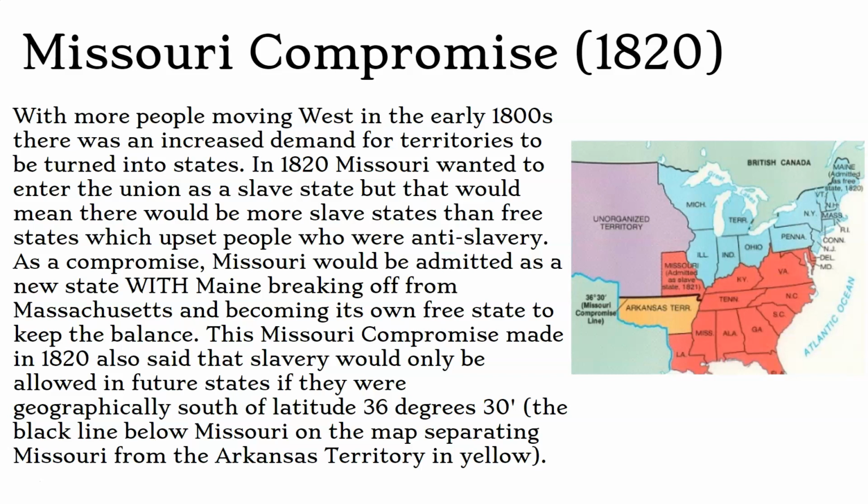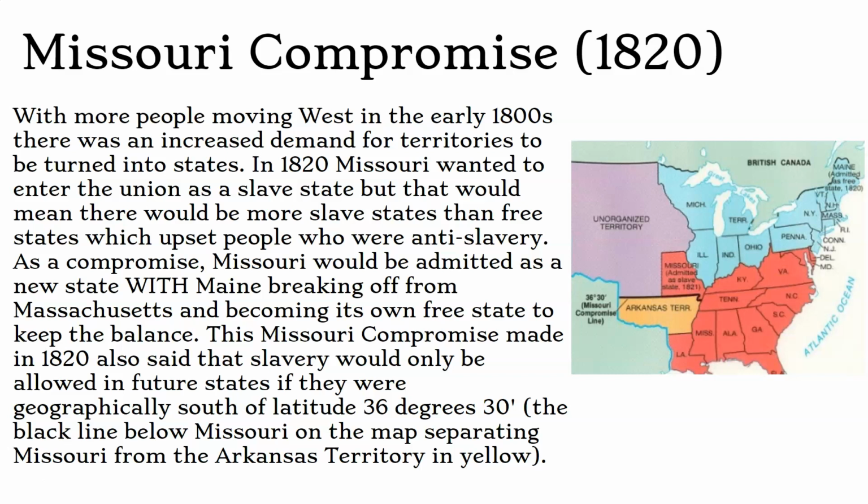Missouri Compromise. So another compromise, 1820. With more people moving west in the early 1800s, remember this is after the Louisiana Purchase, there was an increased demand for territories to be turned into states. In 1820, Missouri wanted to enter the Union as a slave state. But that would mean there would be more slave states than free states, which upset people who were anti-slavery.